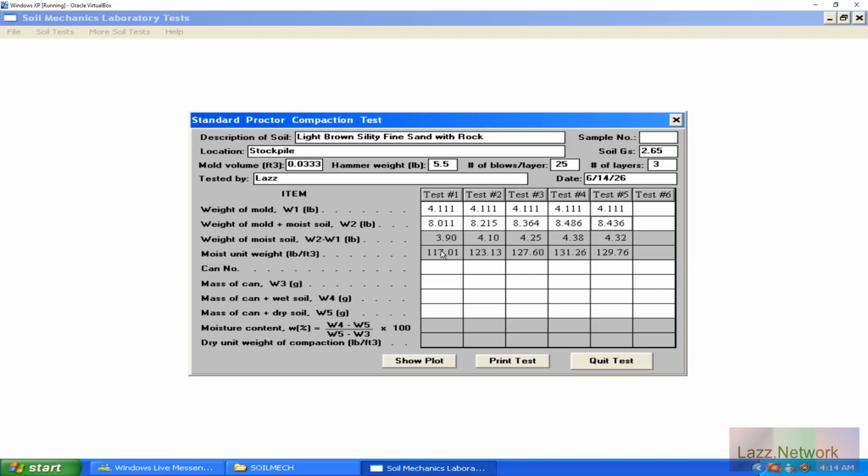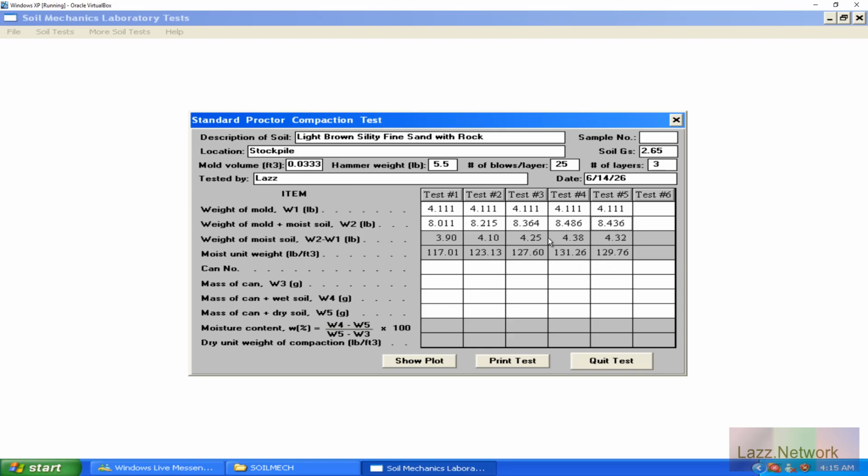So this is our wet unit weight of soil. As you can see, we have these values here, and these are all in pounds per cubic foot, as indicated here. And this is all affected by the volume of your mold. This is why it's important to calibrate your equipment beforehand. Granted, we're just going with the default mold value, but this density can be affected by whatever your exact volume is going to be.